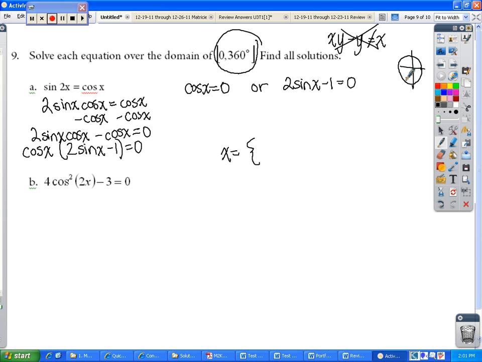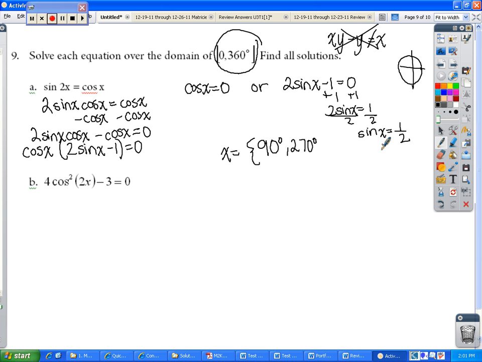Now, again, we are now in degrees, so I'm actually going to state those as 90 degrees and 270. So those are two possibilities. So I'm going to go ahead and write those down. Now I'm going to go to my other equation. I'm going to add 1. 2 sine of x equals 1, divided by 2, and sine of x equals 1/2.